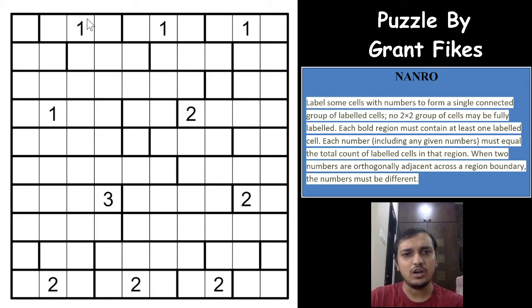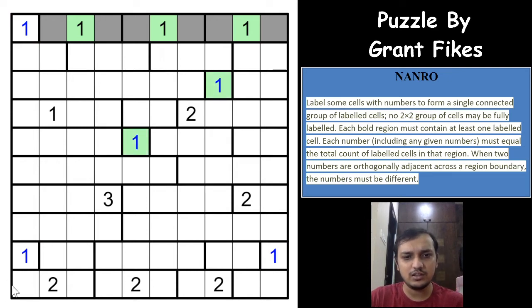I'll mark the cells which cannot have any number. For example, if it's a 3-cell region and you already have a 1 in it, it means there cannot be any more 1s in that region. You'll have 1 one time, 2 two times, 3 three times, and so on. So the 1 is already fulfilled. This is just a one-cell region, and a one-cell region will always have a 1, with no other digit possible. So I have just marked all the one-cell regions.